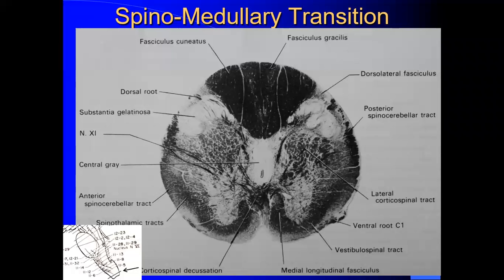So this is a descending MLF pathway, and it's considerably larger than the ascending MLF. Here's a vestibular spinal tract, which is right next to the MLF, which now makes sense because this is vestibular into the neck for vision. This is just plain old vestibular into the rest of the spine. Here's, as we said, ventral root for cervical 1.